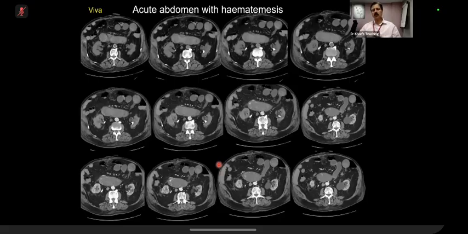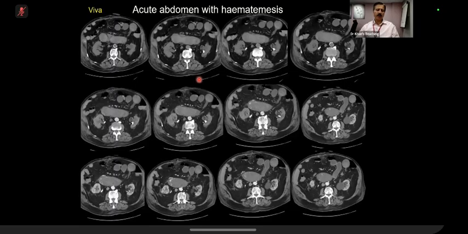So you're using the word bowel. Can you tell me which part of bowel it is? So it is likely duodenum. It is likely duodenum. Okay. Yes, sir. Fine.